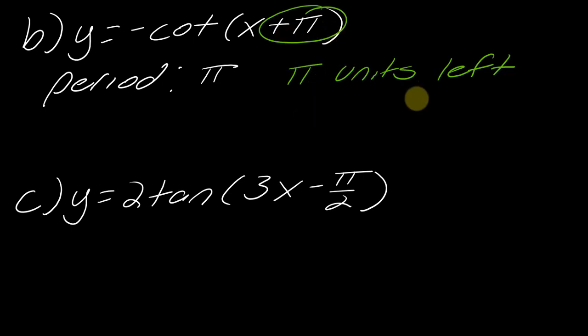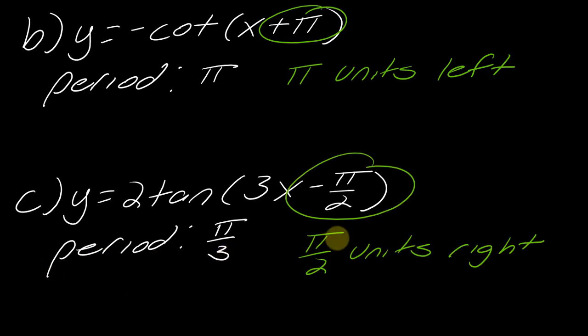And again, if you are not sure about that, I would recommend that you check out my video where I explain sine and cosine. I really break down how to crack the code of these types of functions. Okay, so what about this one? So for C, the period now is pi over 3. So I've got this 3 here. So pi divided by b, pi divided by 3, that's going to be my period.